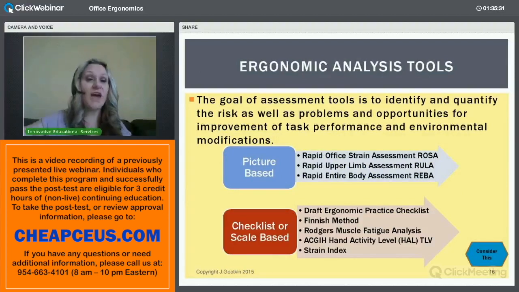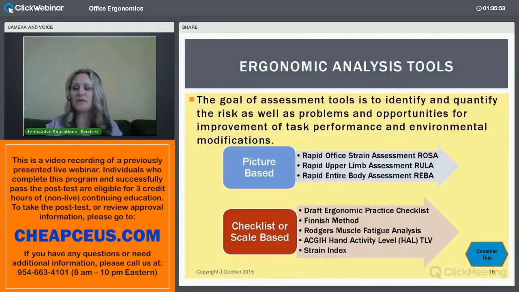So we'll be aware of those factors. And the way that we can assess our patients is by looking at their actual workstation setup. There are many different tools out there that we can utilize to perform the ergonomic analysis of the workplace, and we're going to go through a couple of them so that you have some options of what to utilize for our patients. And the way that I've divided them up is into two broad categories. There are the picture-based assessments and then more of the checklist or scaled type.